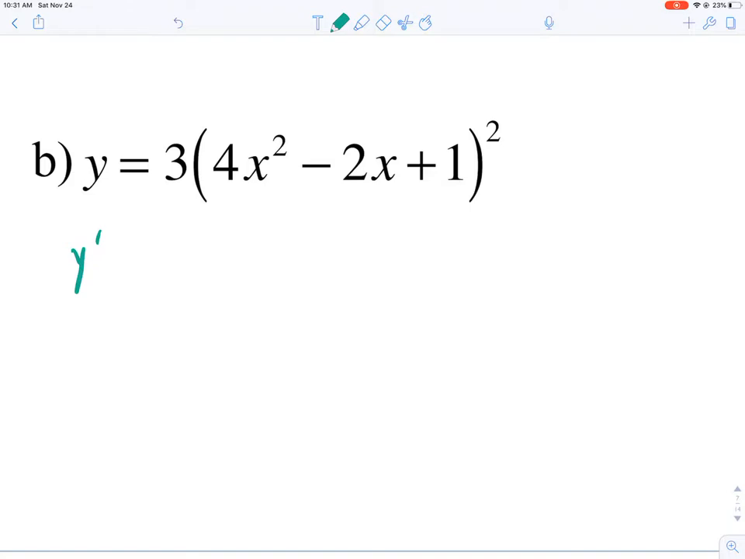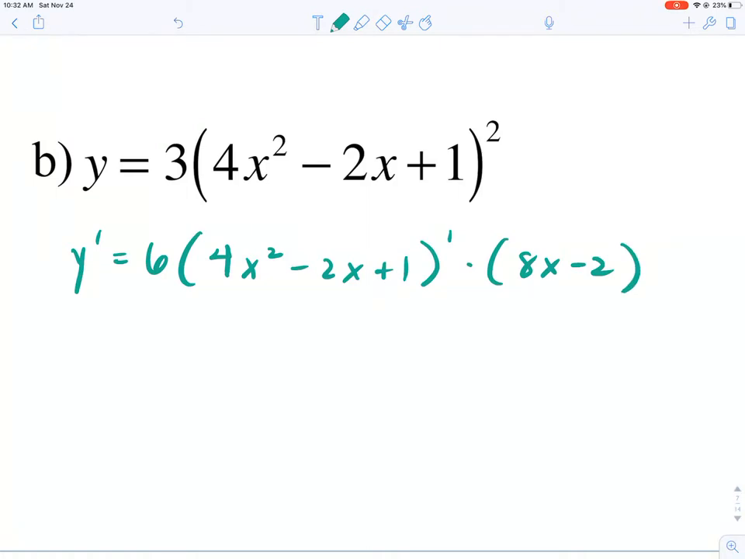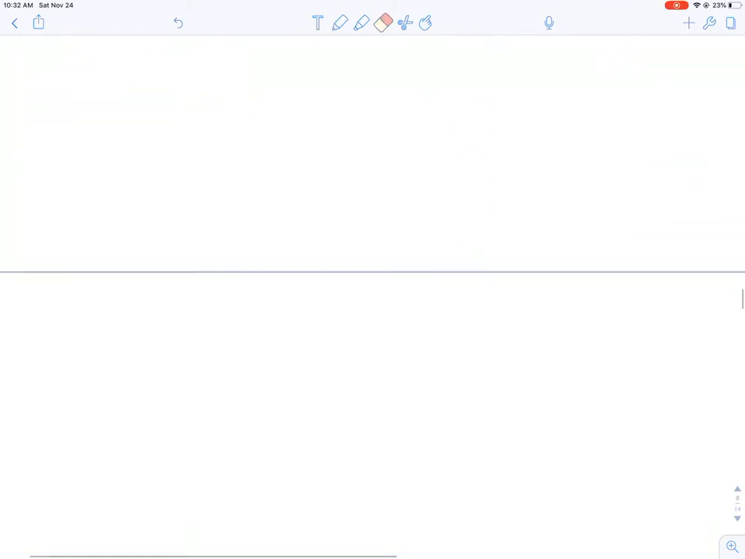All right, so y prime, or you could use dy over dx here for the notation. Derivative of the outside, we're going to multiply 3 by 2, the exponent, so we'll have 6. It's now an exponent of 1. Leave the inside alone. Multiply by the derivative of the inside, which is 8x minus 2. You could multiply this out, or you could leave as is. Remember that an exponent of 1 doesn't really need to be written.